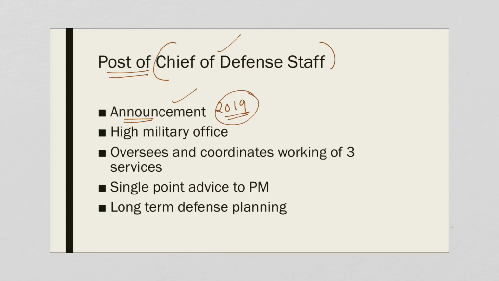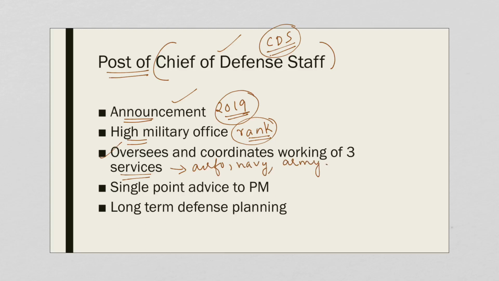Basically, the CDS, or the Chief of the Defence Staff, is a high military office. The rank of this military office is very high, and the purpose of this post is to oversee and coordinate the working of three services. We know that there are three military services in India: the Air Force, the Navy, and also the Army. So these are the three services in the military in India.